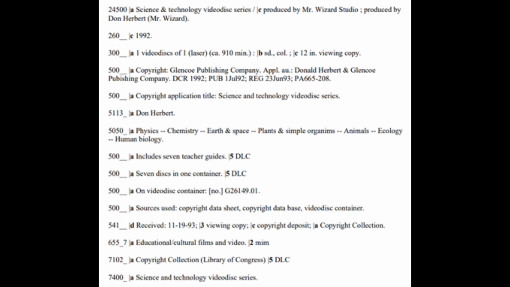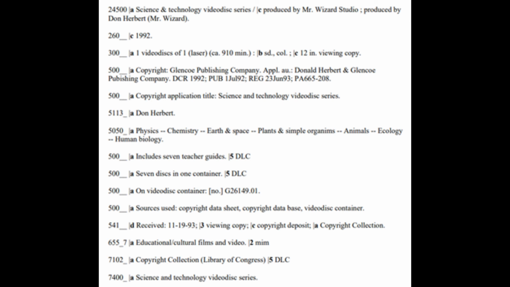And now let's proceed to the 7th sample, that is DVD. So let's again proceed to tag 245 with 2 zeros as indicators. First and second indicators are 0. So you have there Science and Technology Video Disc Series as the main title. Then subfield code C, produced by Mr. Wizard Studio. Then produced by Don Herbert, and in open and close parentheses, that's Mr. Wizard. Then tag 260, it's 1992.